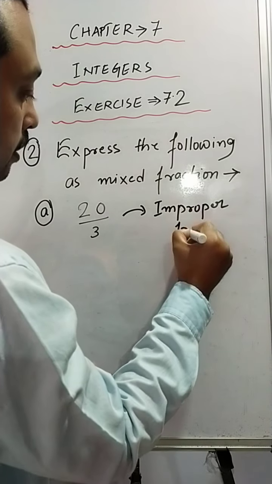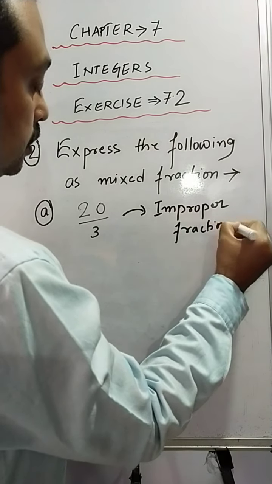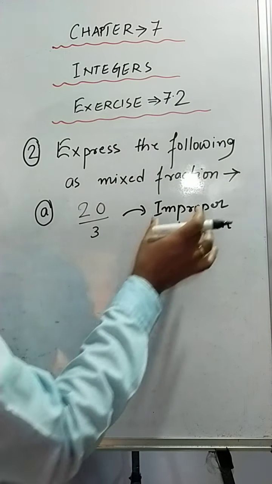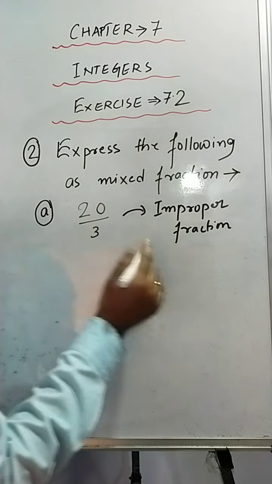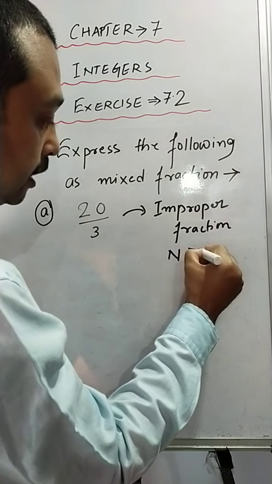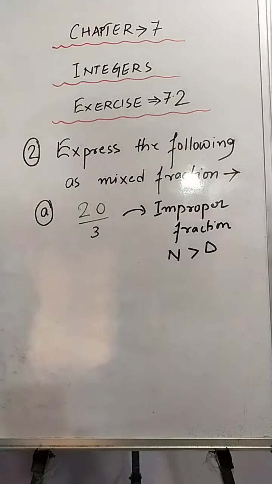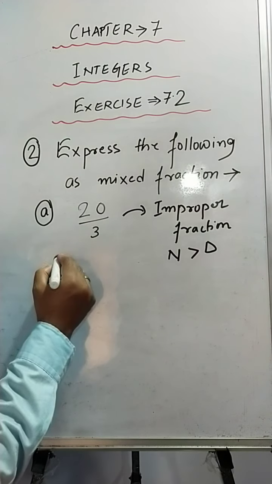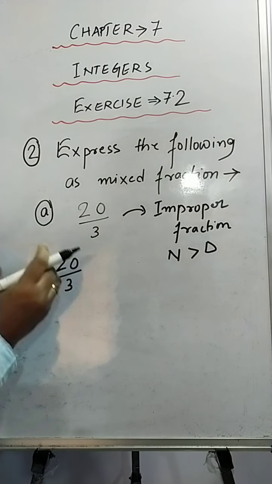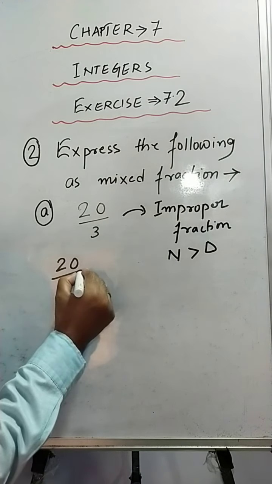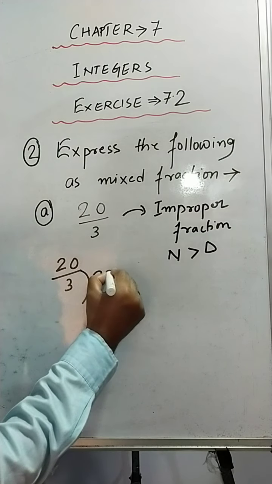Improper fraction. Okay, and we know that in an improper fraction the numerator is greater than the denominator. So the numerator is greater than the denominator. Okay, so now let's begin how to convert this fraction to a mixed fraction. Very easy, students. You just have to divide.